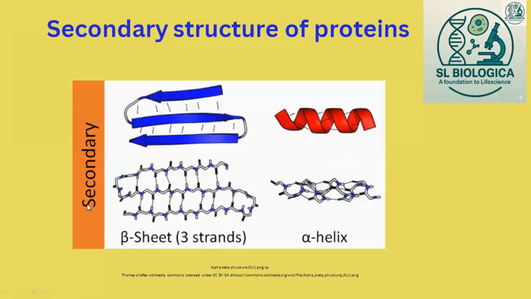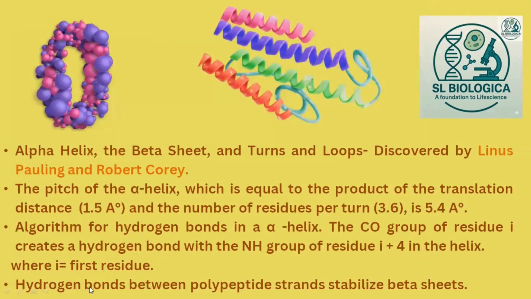Examples of secondary structure of proteins are alpha helix and beta pleated sheet. And there also exist turns and loops in the secondary structure forms. The secondary structure forms were discovered by Linus Pauling and Robert Corey.